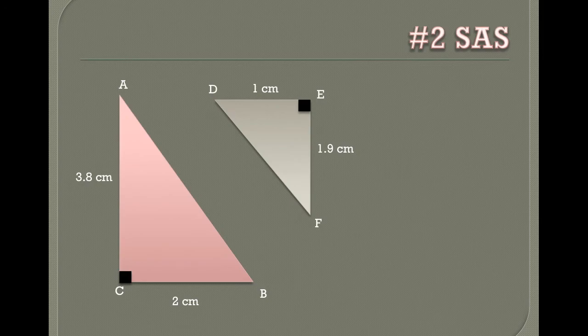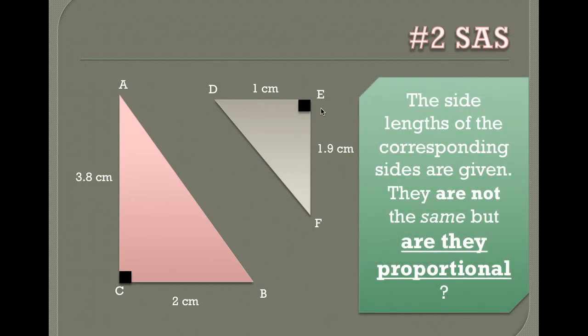Here they are again, except this time I label them with side lengths. Now, just looking at it, are the side lengths the same? No. We have 3.8, and its corresponding side here is 1.9. And we have 2, and its corresponding side length here is 1. But they're bounded by the same angle, a right angle, 90 degrees. Even though we know that they're not the same, are these corresponding side lengths proportional?